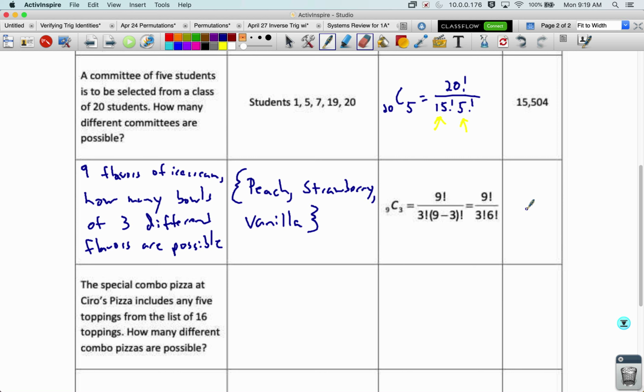And let's evaluate what this is. So 9 factorial. You can do 9 math, that factorial button, divided by, in parentheses, 3 factorial times 6 factorial, and I get 84. 84 different ways to pick 3 different flavors of ice cream from 9 possibilities.